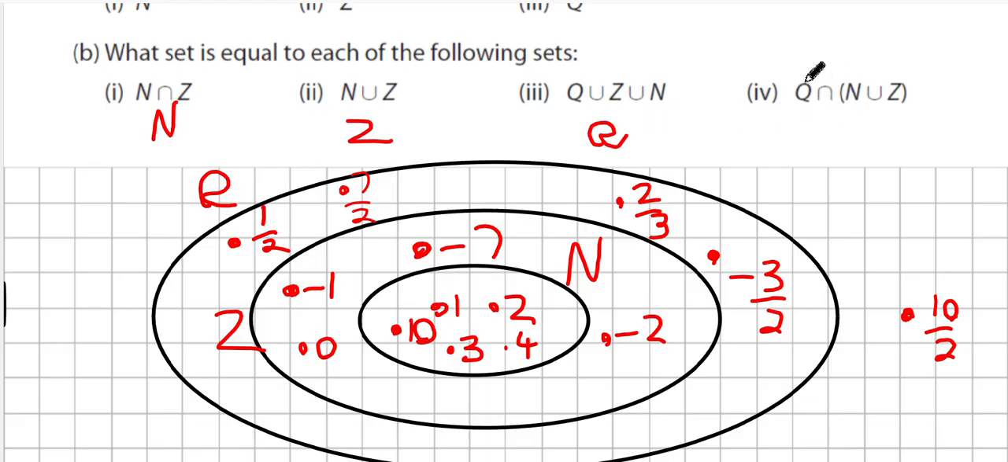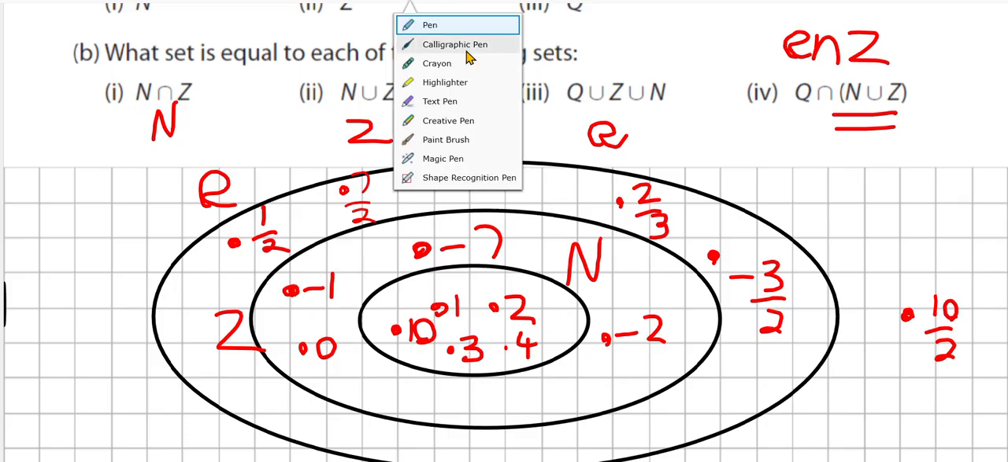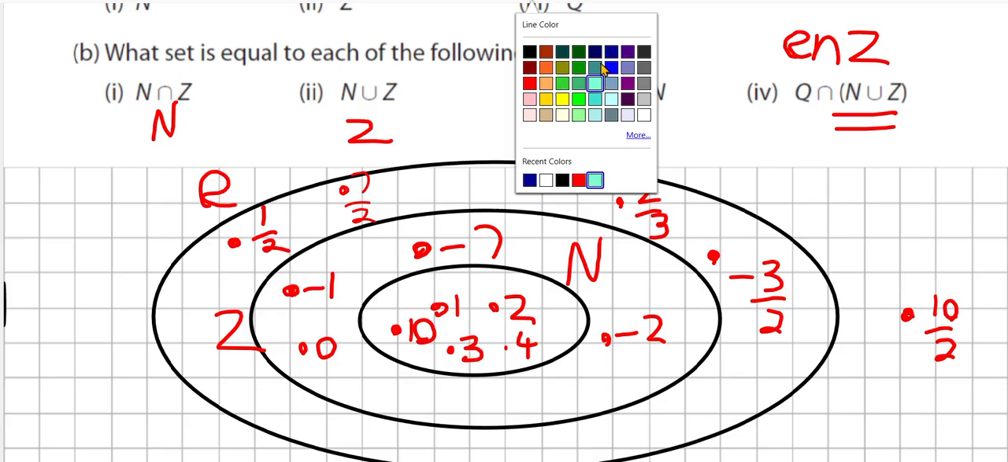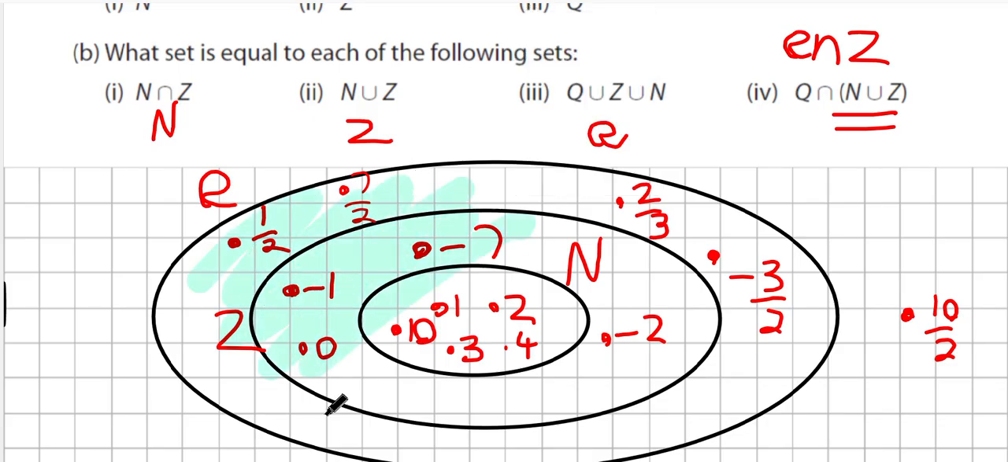Everything in Q that's also in N and Z. Let's start off with this part here. That part there is actually the answer of part 2. So the question is now Q intersection Z. What do Q and Z have in common? Well, I'll highlight Q for you. Q is this. See all this? All of that is Q. Agreed? Everything in that blue region is everything that's in Q.